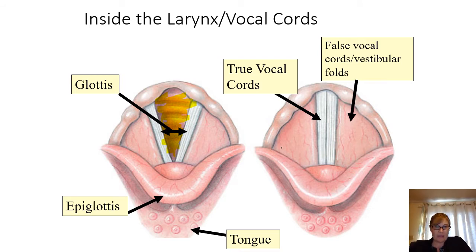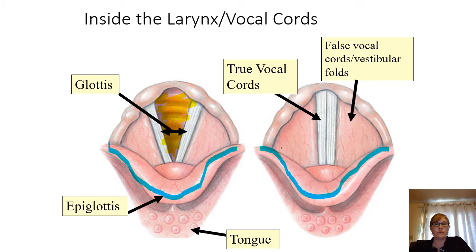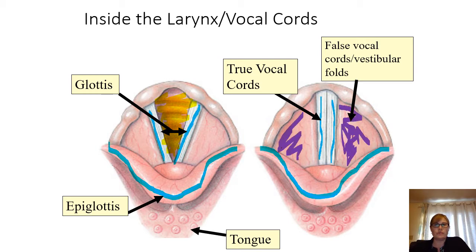I'm going to highlight the epiglottis blue. So this is all epiglottis. We're looking at it obviously from the top now. And these are the vocal cords, right here and here, here and here. Those are called true vocal cords. And then the structure out in here, I'm going to color it purple, are known as the false vocal cords. Sometimes they're called folds.